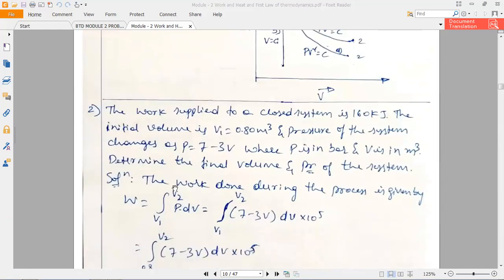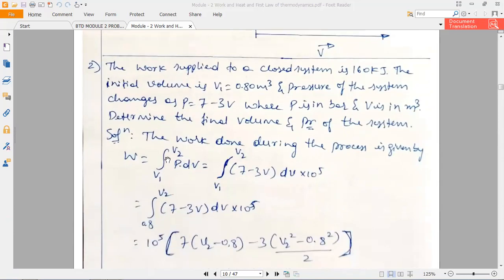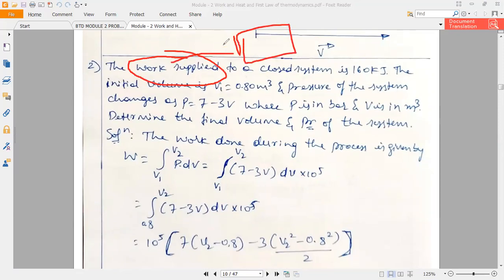Okay, we come to the next problem. This is another type of problem. The work supplied, which means you are giving work to the system in a closed system, is 160 kilojoule. The initial volume is 0.8 meter cube. The pressure of the system changes as P is equal to 7 minus 3V, where P is in bar and V is in meter cube. Determine the final volume and pressure of the system.